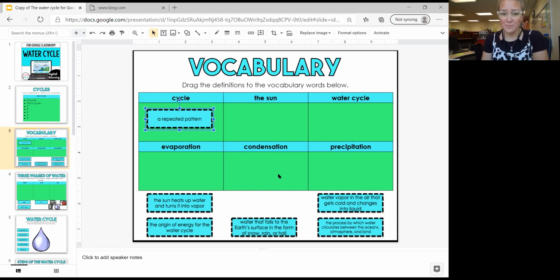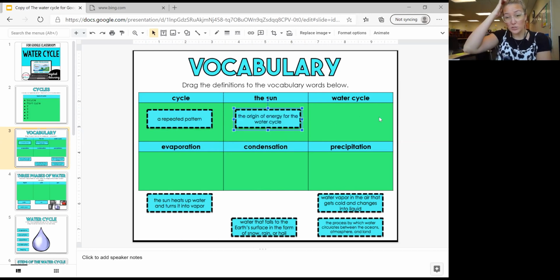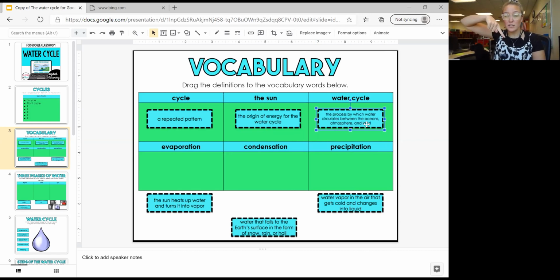Now the sun is where all of the energy for the water cycle starts. The sun heats up water, turns it into vapor, then it becomes condensation, and then precipitation falls down. That's the water cycle. The process by which water circulates, cycle, they sound similar, between the ocean, atmosphere, and land. So think about directions: oceans, atmosphere, and land. That makes the circle, the cycle.